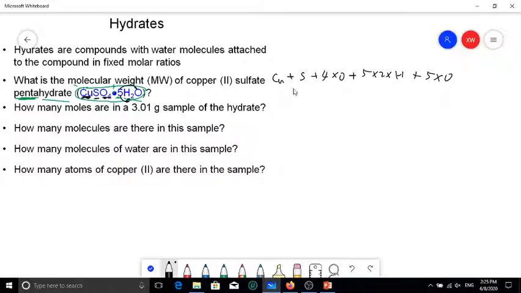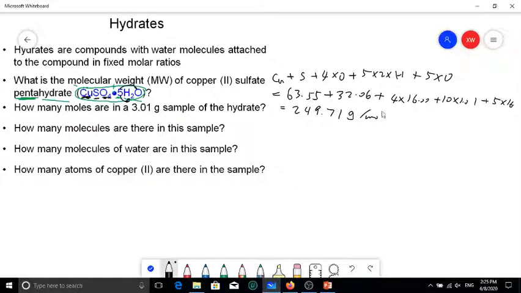If you plug in the molar mass of everything, copper is 63.55. You obtain all of these numbers from the periodic table. Sulfur is 32.06, plus 4 times 16, plus 5 times 2, which is 10, times 1.01, plus 5 more oxygens. Add all of these up and you're going to get 249.71, and the unit is grams per mole of hydrate.